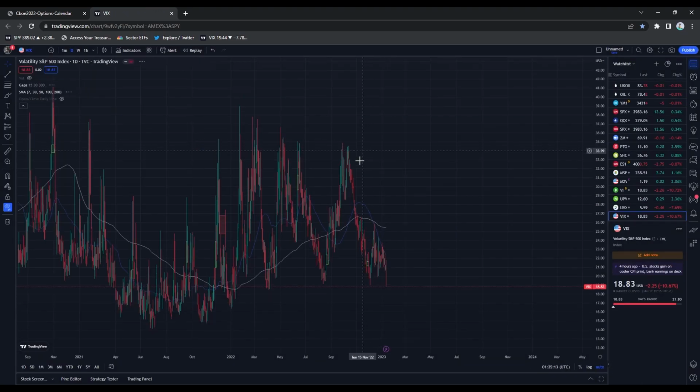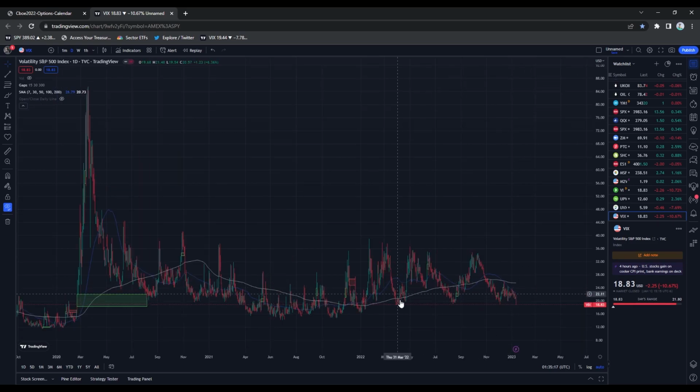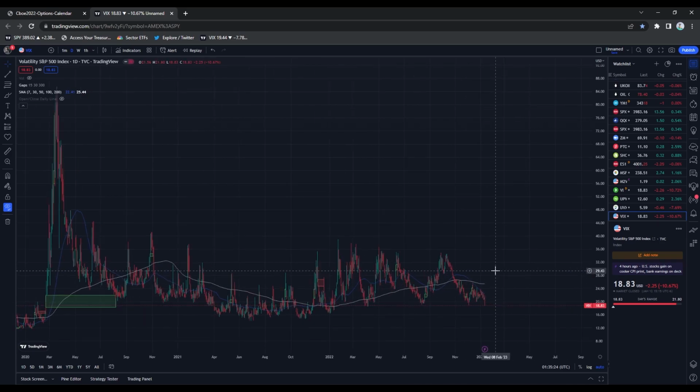So this is all confluence that it's a pretty good short entry opportunity. And then on the flip side, if you're looking at the VIX, you could see here that the VIX has come down to this level multiple times and always bounced. And if volatility goes higher, then the market goes lower. So that's it really for this week.